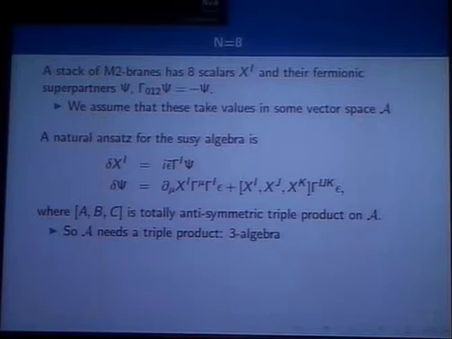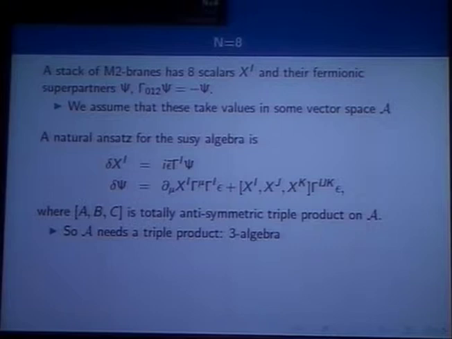And then you just have something which is a triple product. I haven't said what it is. It's just denoted by the square brackets. So whatever this algebra is, it needs to have a triple product. And for lack of a better name, we've referred to those as 3-algebras.